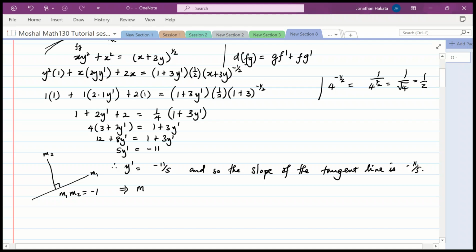If you want, you can just have mn here and mt if you want, but it's the same thing, just different terms. So m of the tangent, we know it. M of the tangent is this one, minus 11 over 5. M of the normal, gradient of the normal, we don't know it, but the answer should be negative 1. So therefore, the gradient of the normal should be equal to 5 over 11. We invert and multiply by negative 1. So the gradient of the normal line is equal to 5 over 11.